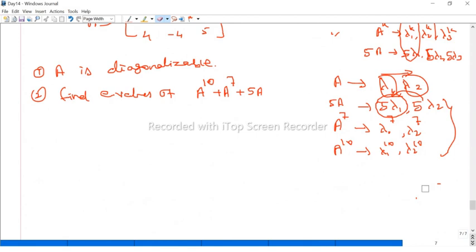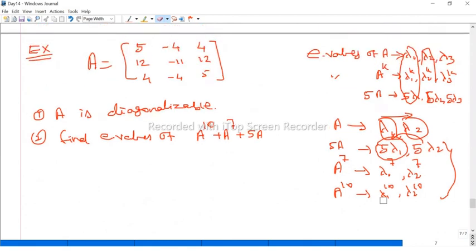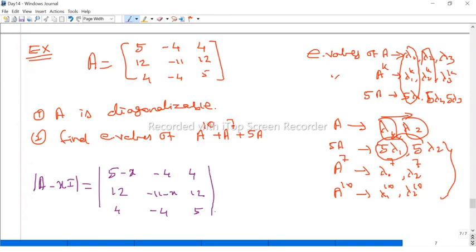Quickly, maybe we can find the eigenvalues. What is the characteristic polynomial? The determinant of A minus lambda I, or A minus xI, you can take anything. Better I take x. So you subtract x only on the diagonal: 5 minus x, minus 4, 4; 12, minus 11 minus x, 12; 4, minus 4, 5 minus x. So what is the determinant?